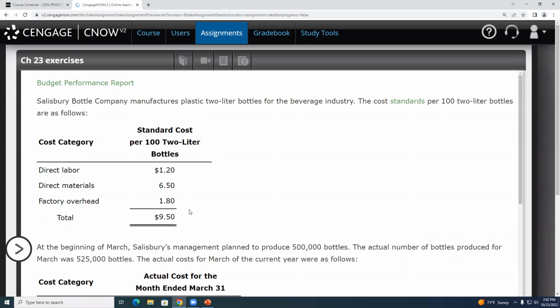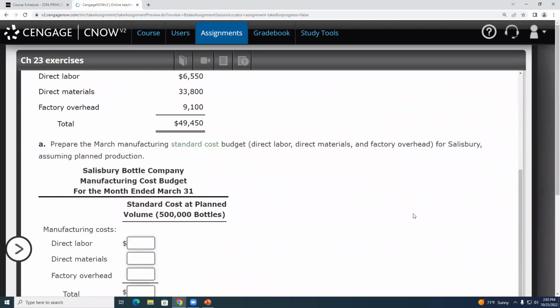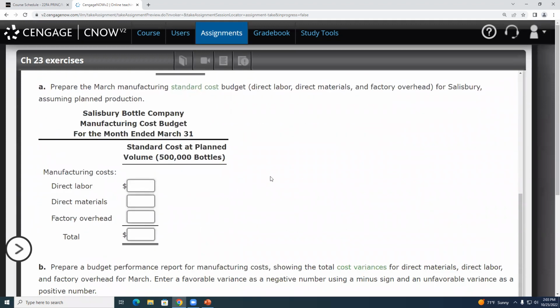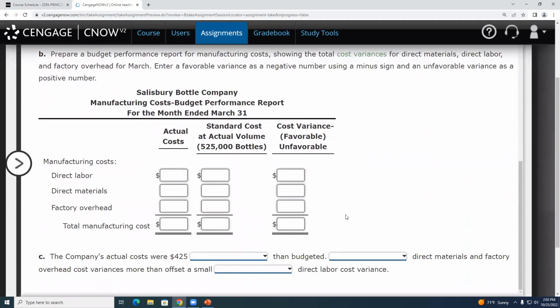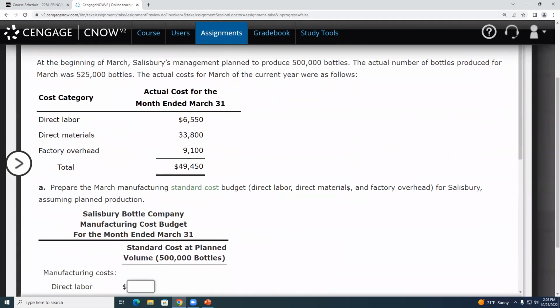We have our standards for direct labor, direct materials, and overhead. We have our actual costs, and then we're asked to do a manufacturing cost budget, and then do a variance analysis, comparing what we thought was going to happen to what actually happened. Now remember, the difference between a static or fixed budget and a flexible budget. You'll notice it says here at the beginning of March, Salisbury's management planned to produce 500,000 bottles. And the actual number of bottles produced was 525,000.